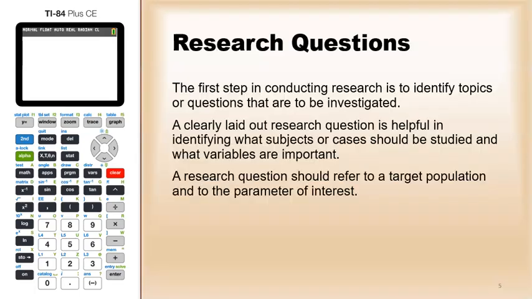The first step in conducting research is to identify topics or questions that are to be investigated. A clearly laid out research question is helpful in identifying what subjects or cases should be studied and what variables are important. The research question should refer to target population and to the parameter of interest, or parameters.